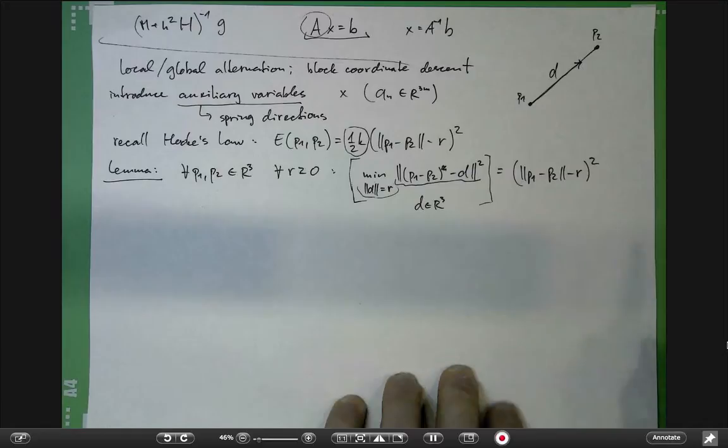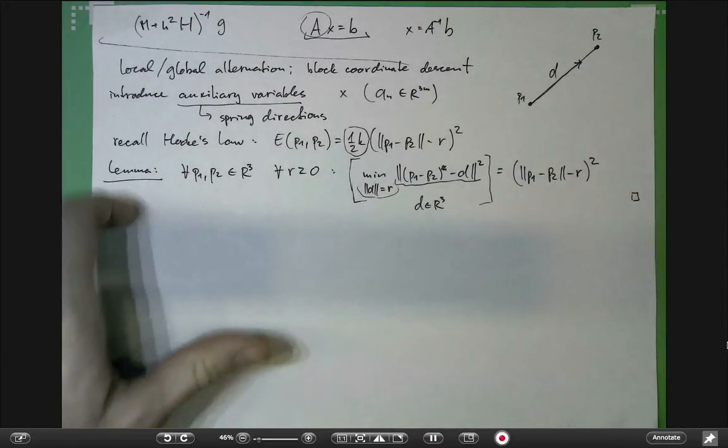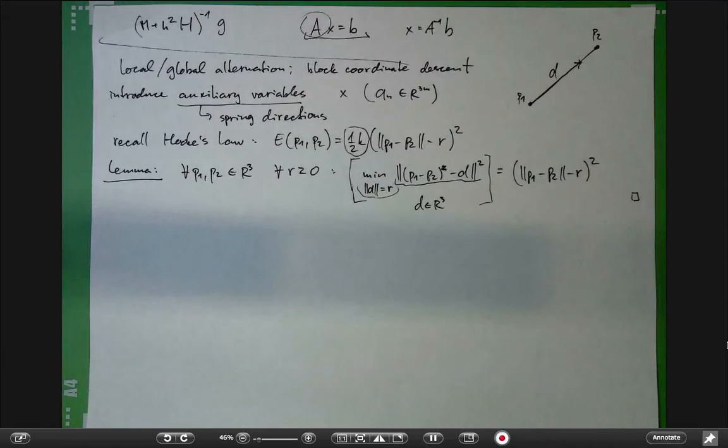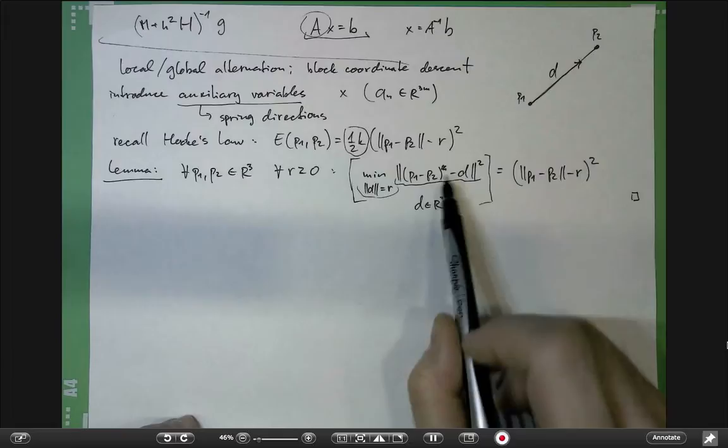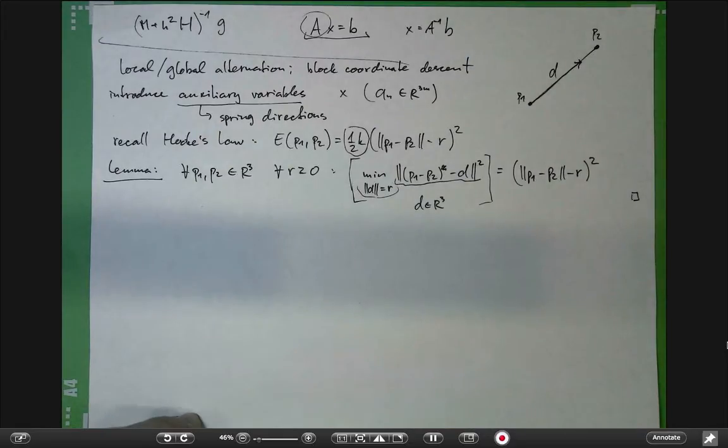So I think in the interest of time, I will leave the proof of this lemma for homework. It's also in the paper. I mean, it's not a real homework that you have to do. It's a homework that you can do. It's really not difficult. You just analytically minimize this directly. Maybe I will do it if I still have some time at the end.